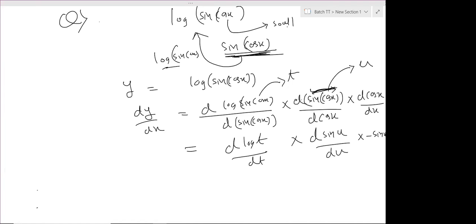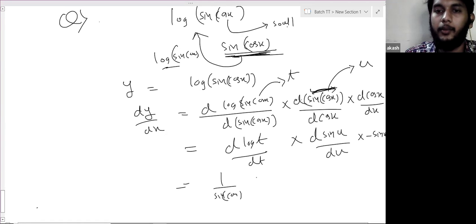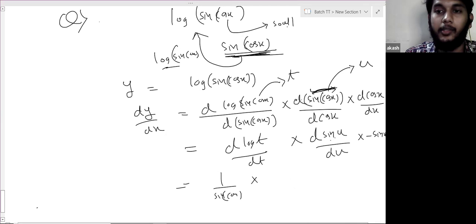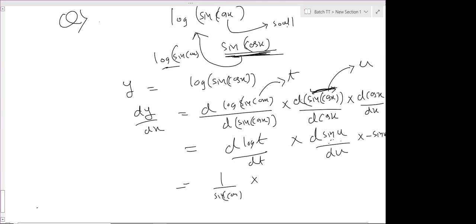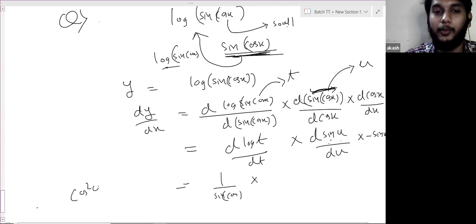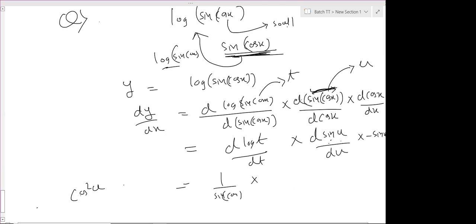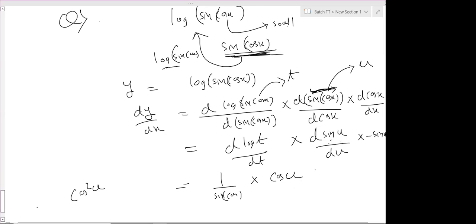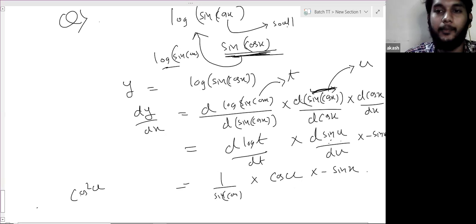One by sine of cos x into cos x into minus sin x. Wait, one by sine of cos x into cos u, right? So you have to replace the value of u. See, if you write cos square u, that is not cos square multiplication, not cos square x. Just write cos u. This is cos u into minus sin x. Any issues, anyone?